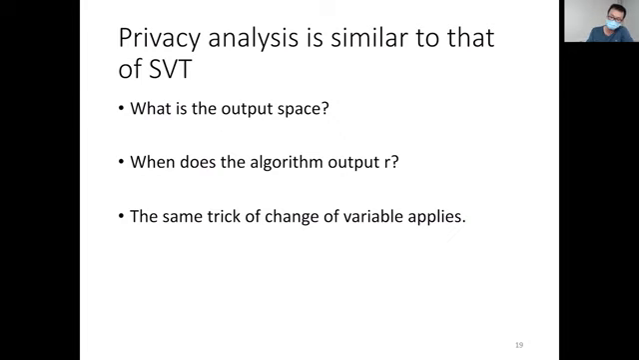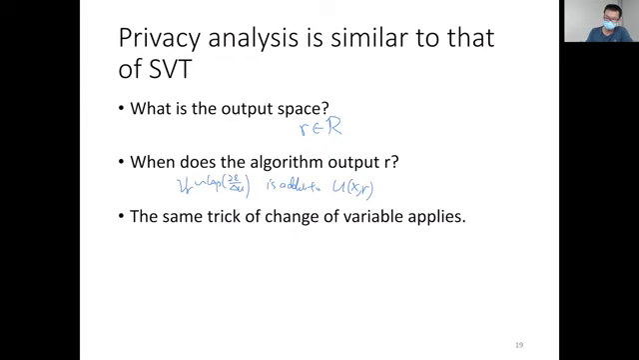What is the output space? The output space is the space of all possible outputs R, so the algorithm outputs a particular R inside this space. And when does this algorithm output R? Let's consider what the random variables in this algorithm are. These random variables are nu of R, which is a Laplace noise that is added to u of x of R. For every R, you're adding an independent Laplace noise.